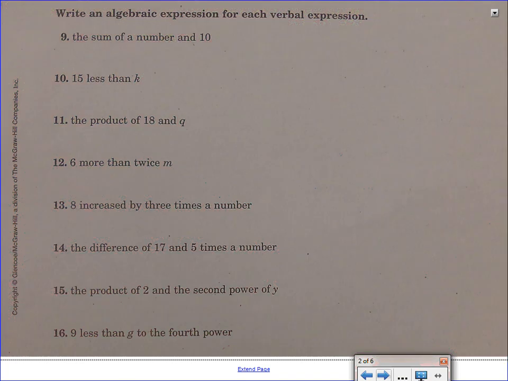In the next part, we go the opposite direction. It says write an algebraic expression for each verbal expression. And this is a little bit easier in my opinion. I like this way better.